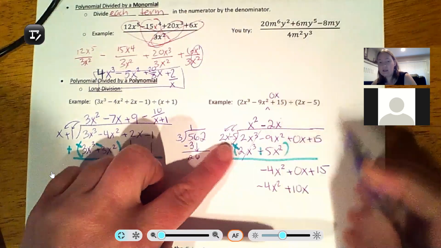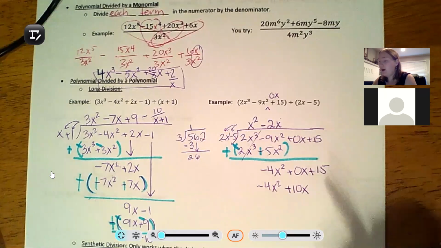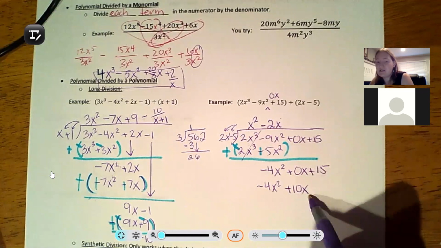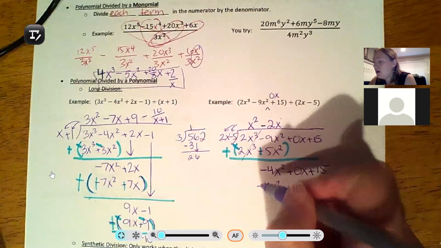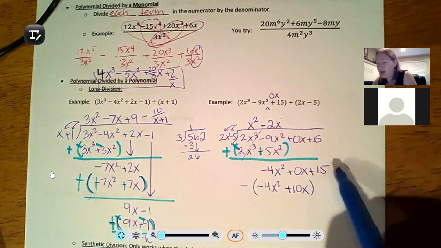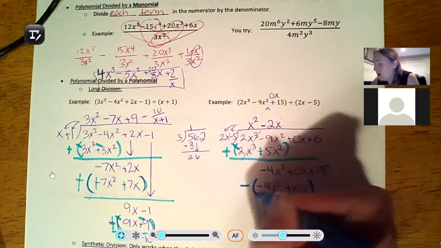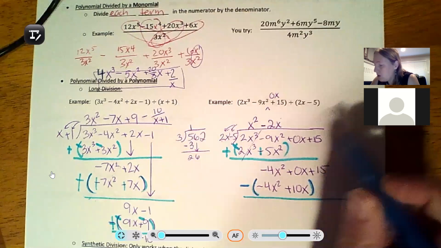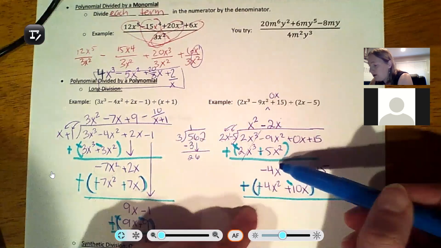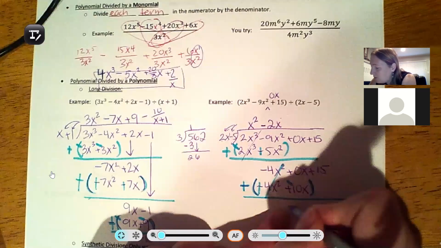So now you can hopefully see the benefit of having the 0 placeholder there so that you have these like terms aligned and you're not accidentally combining 15 with 10x, because those wouldn't be like terms. So it's not that you have to put in a 0, because you should know not to add 15 and 10x. It just helps prevent accidental combining of unlike terms. So when I change this to adding the opposite, these go away, and I have negative 10x plus 15.